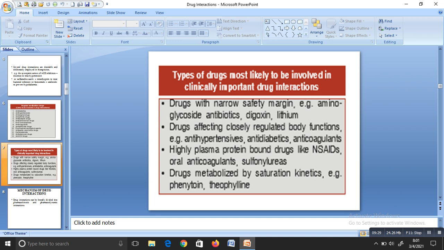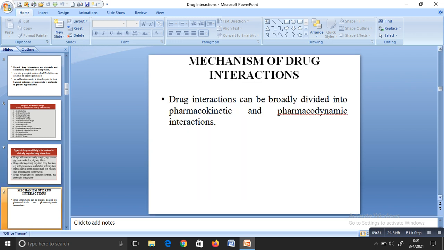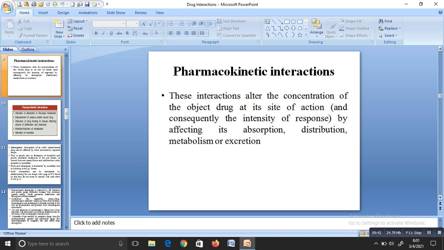Broadly we can divide the mechanism into pharmacokinetic drug interaction and pharmacodynamic drug interaction. Okay, in pharmacokinetic drug interaction, you know what kinetics means: absorption, distribution, metabolism and elimination. In pharmacokinetic drug interaction, it will be altering the concentration of drug at the site of action by affecting the absorption, distribution, metabolism or elimination.